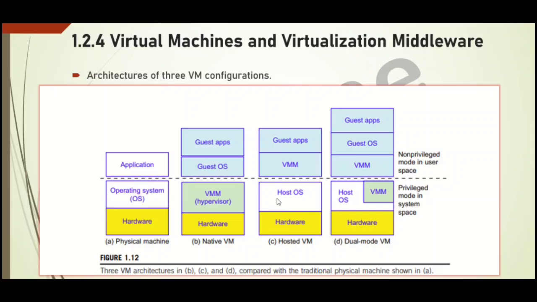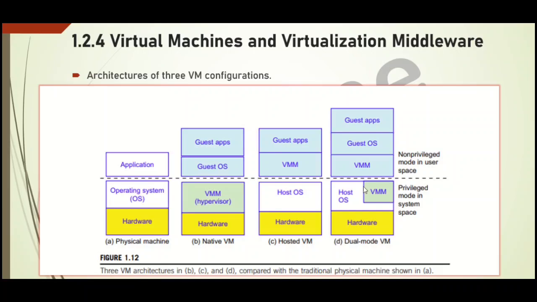Then the third one is hosted virtual machine. It is showing a virtual machine setup where the virtual machine monitor runs on top of the host operating system. Then the layers are hardware layer, host operating system, then virtual machine monitor, then guest applications. The host operating system runs on the hardware and a virtual machine monitor runs as an app on the host operating system, creating virtual machines with their own guest operating systems and apps.